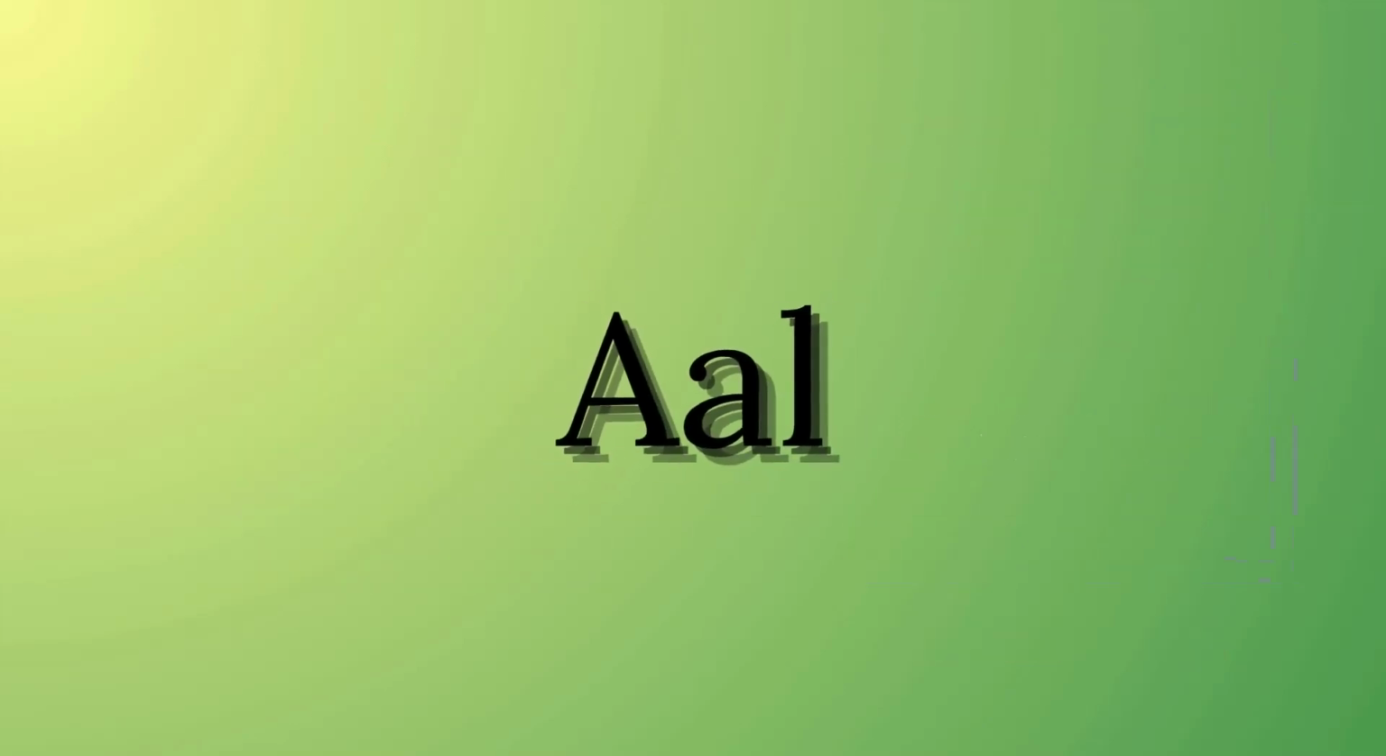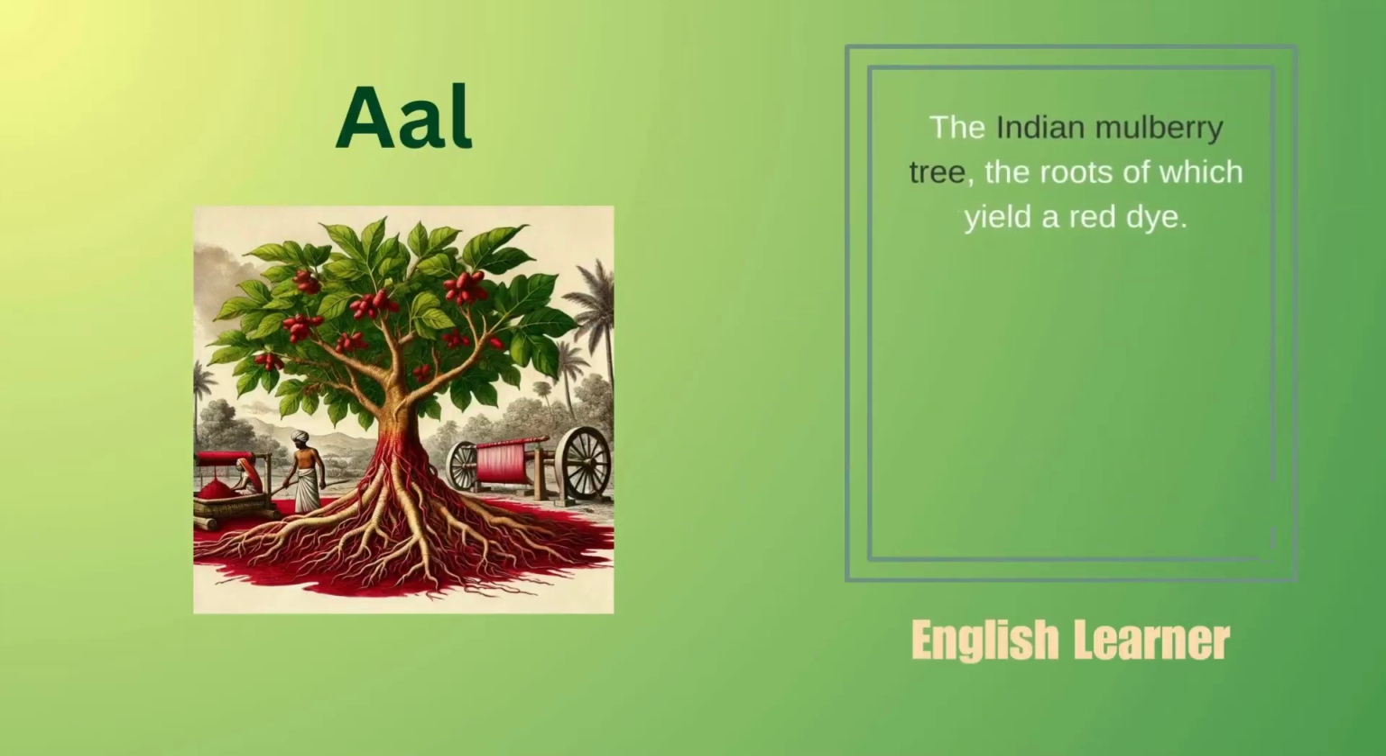Al, the Indian mulberry tree, the roots of which yield a red dye. Example: the weavers used al to dye the fabrics a deep red color.